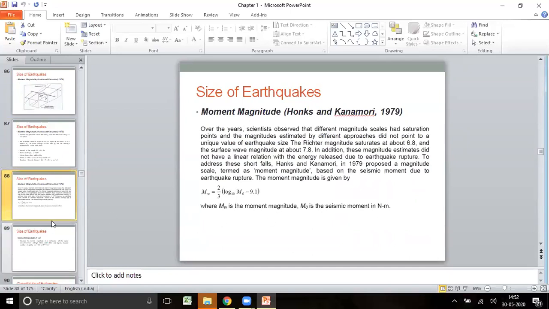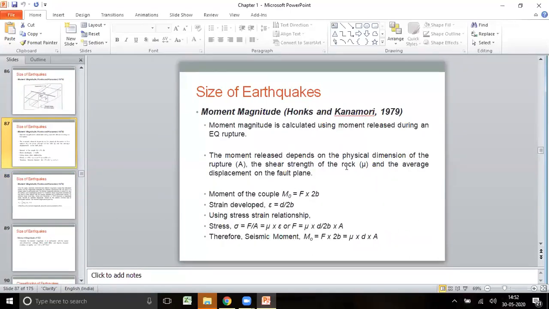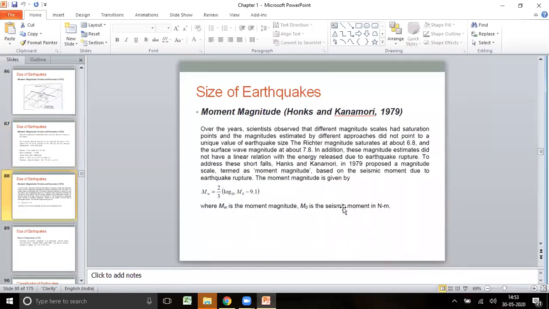It depends on three factors: the fault rupture area, the slip occurred during the earthquake, and the shear strength of the rock, that is the modulus of rigidity, the shear modulus of the rock. Based on that, we can find out this seismic moment. Once this is calculated, you can substitute in this formula which is given by Hanks and Kanamori. Then we can find out the value of Mw, that is the moment magnitude value.